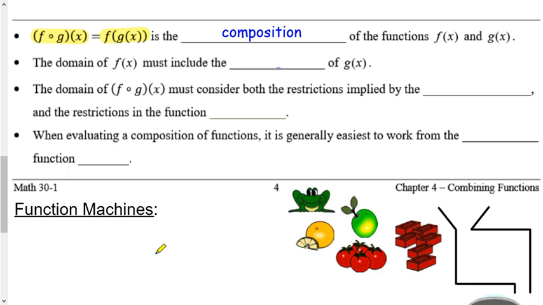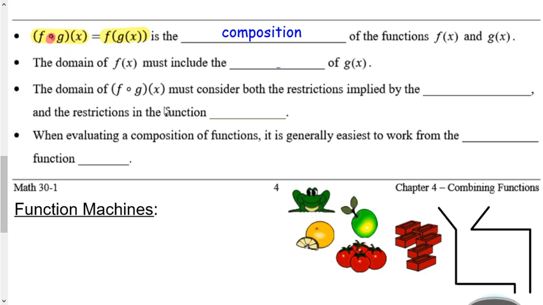Now, if you're someone who has made use of little circles to show multiplication in the past, it's time to change. Because a circle will mean composition of these two functions, a dot would mean multiplication. So we'll need to be careful with that.